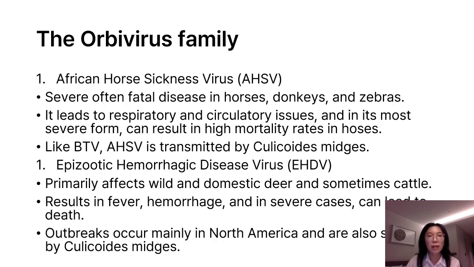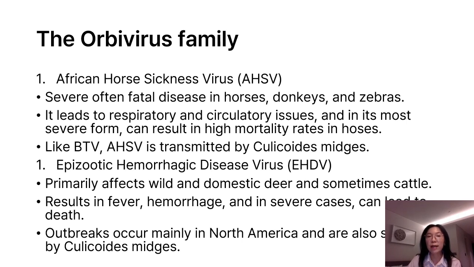The second one is the African horse sickness virus, a severe, often fatal disease in horses, donkeys, and zebras. It leads to respiratory and circulatory issues, and in its most severe form, it can result in high mortality rates in horses. Like BTV, AHSV is transmitted by culicoid midges, the so-called mosquitoes.